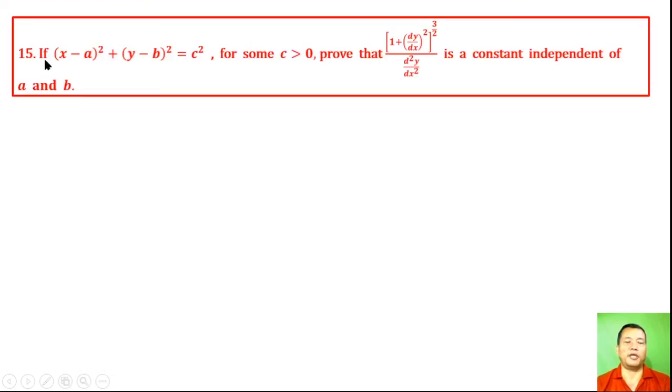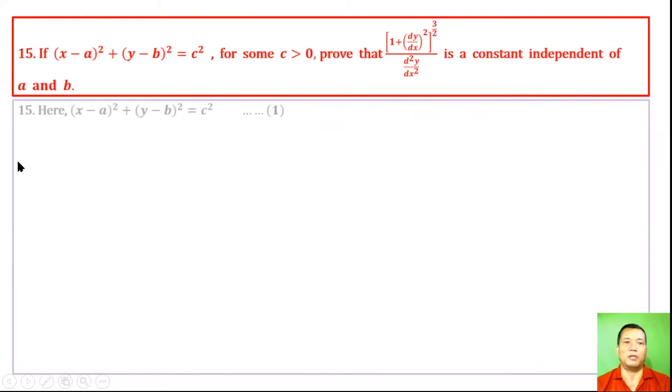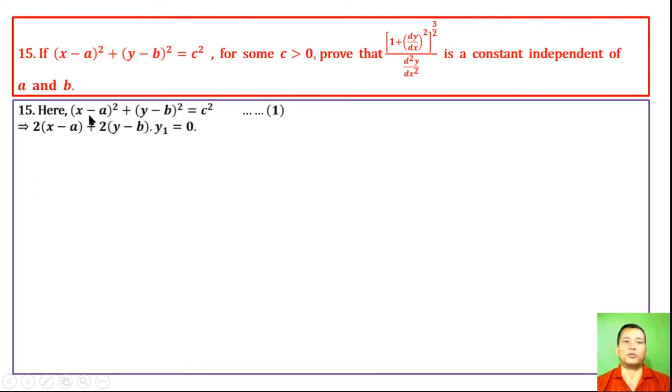For question number 15, if x minus a whole square plus y minus b whole square equal to c square for some c greater than 0, prove that this by this is a constant independent of a and b. Let us try. Differentiating both sides with respect to x, we get 2 times x minus a plus 2 times y minus b into the derivative of y minus b, whose derivative with respect to x is y1, minus 0, that is y1. Dividing both sides by 2, we get this, which is equation 2. The first one is equation 1.